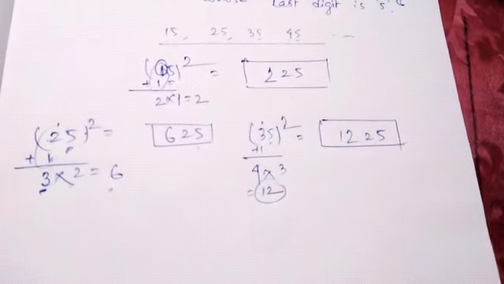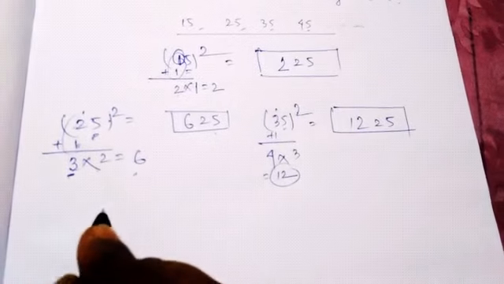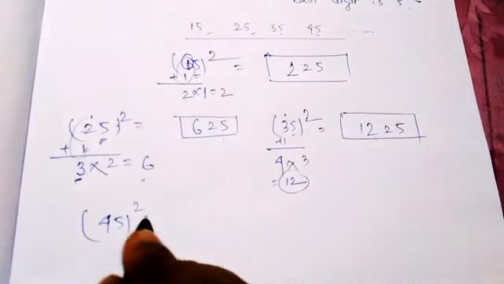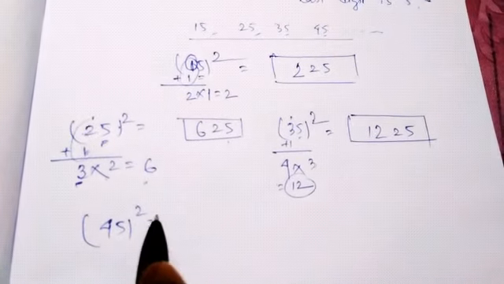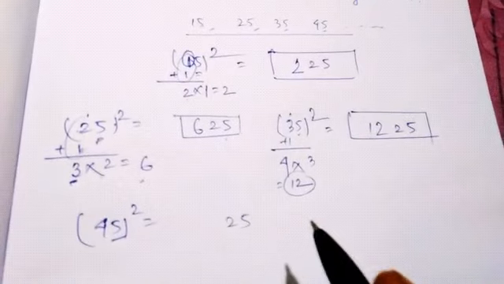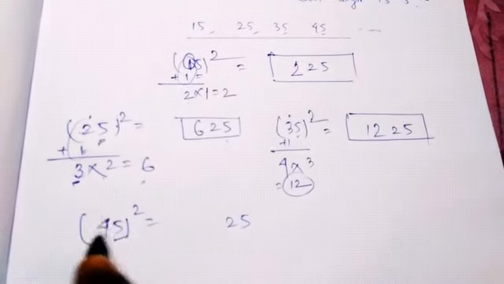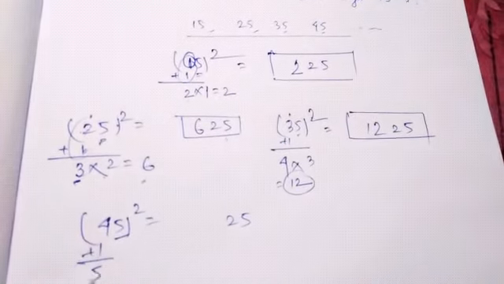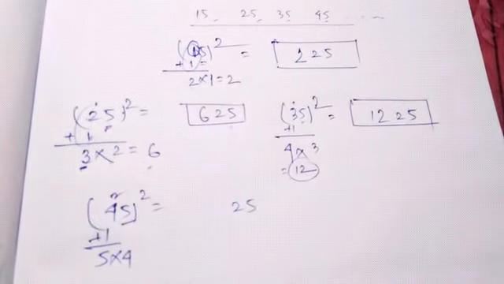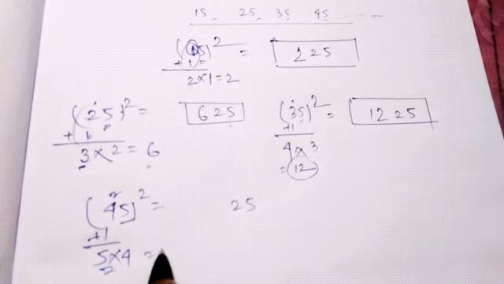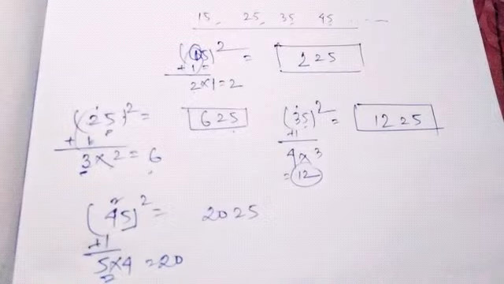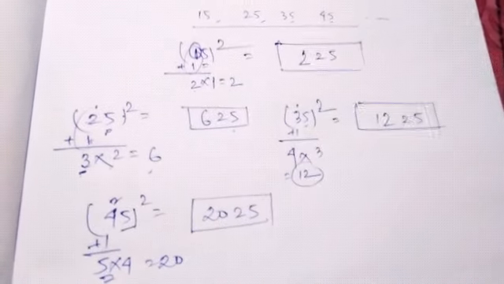Now take the number 45. It is also easy, same process. At first you get the square: 5 square, 5 into 5, will make 25. And then 4 plus 1 will be 5. And then 5 into 4, this previous number. 5 into 4 is 20, and put 20 here. The answer is this one.